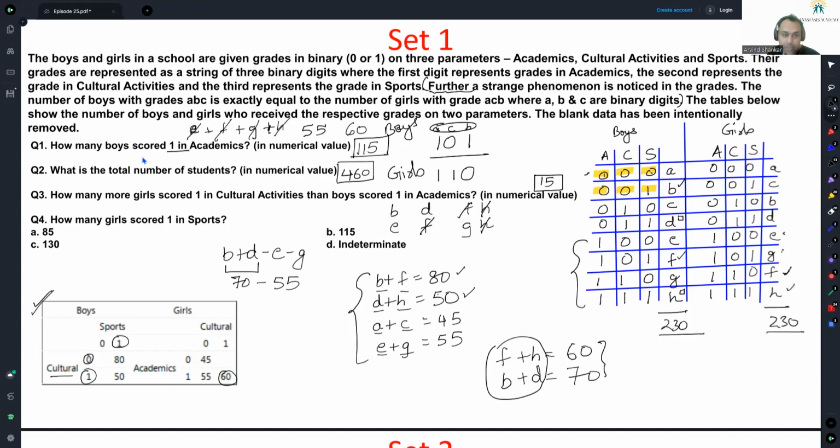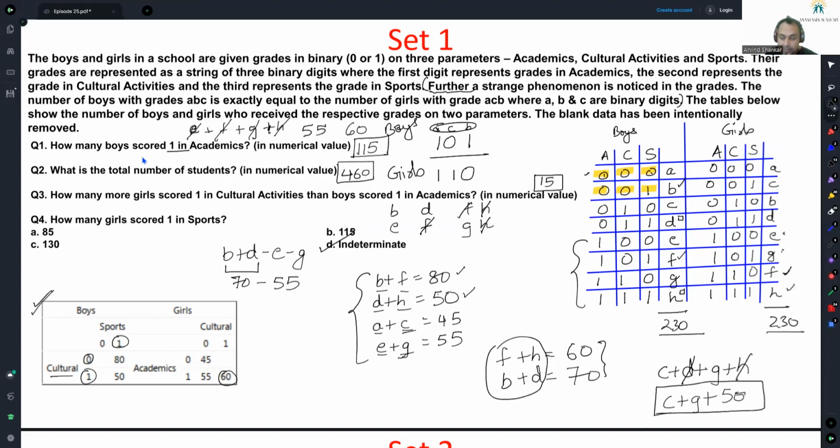Last question. How many girls scored 1 in sports? 1 in sports would mean C plus D plus G plus H. Among these, I know D and H, that adds up to 50. So C plus G plus 50. The problem is, I have no idea what C and G add up to, and therefore the answer to the last question will be indeterminate. You cannot reach a precise answer. That will be the answer.